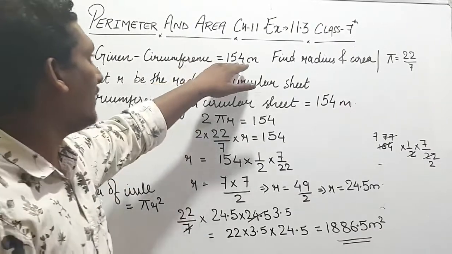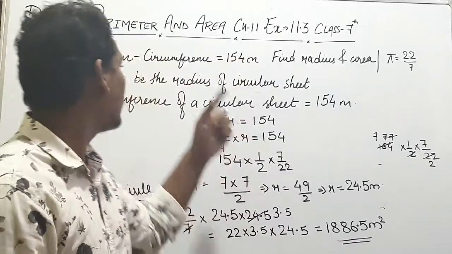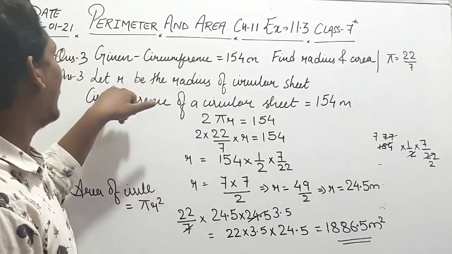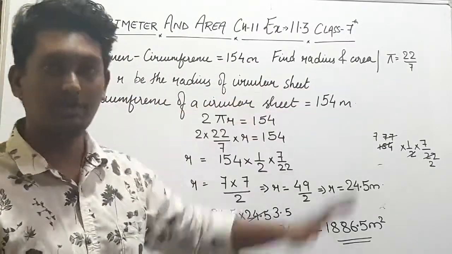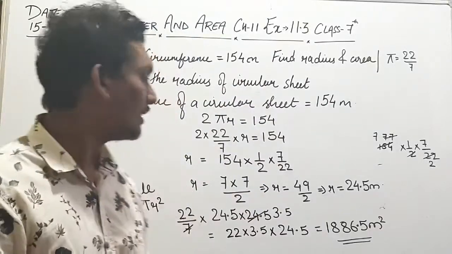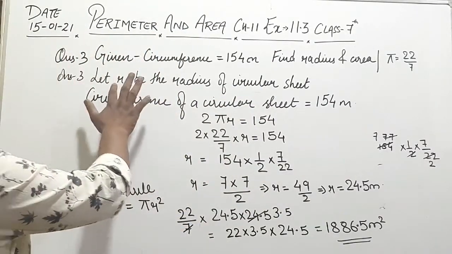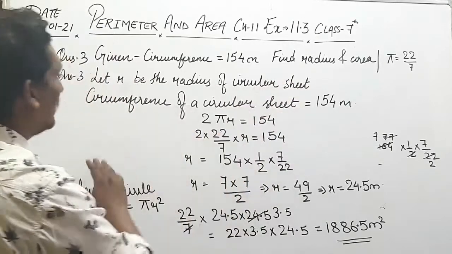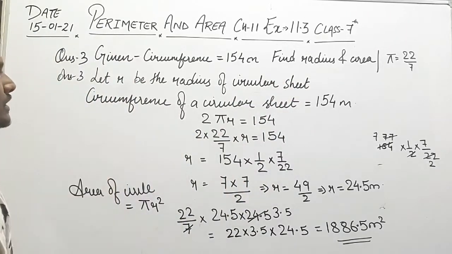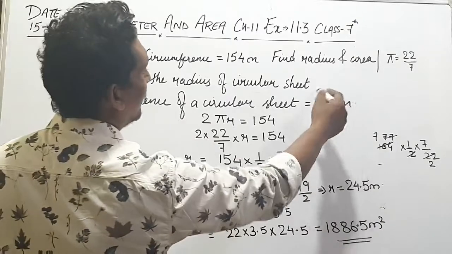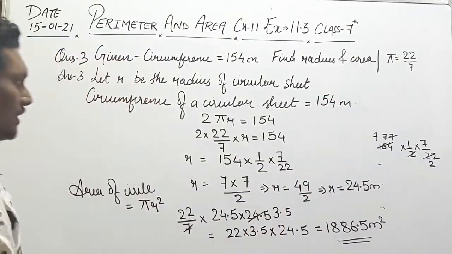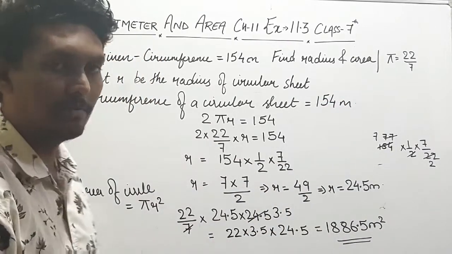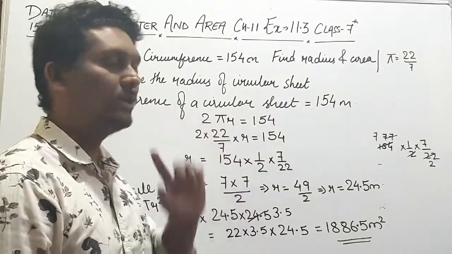Now, we are having circumference with us. So first, let r be the radius of the circular sheet. Okay, we are not having radius, so we are just putting r as the radius of the circular sheet. And next is circumference of the circular sheet, that is given 154 meter. That is given in the question. So circumference is given means 2 pi r is given.